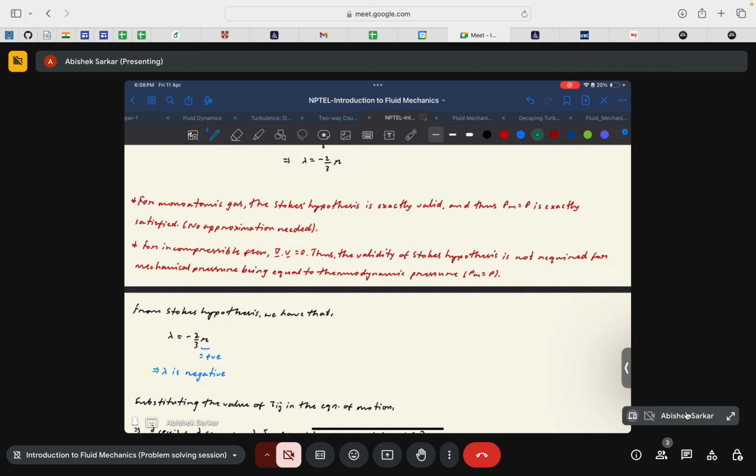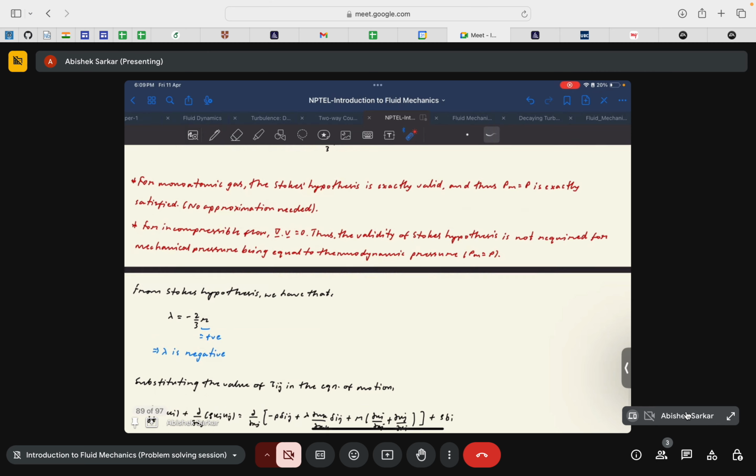So from the first assumption we got that if the Stokes hypothesis is valid, then lambda would be equal to minus 2 by 3 mu, and we know that mu is positive for all fluids. Then lambda, that is the second viscosity, is always negative. So this is one of the crucial conclusions from the Stokes hypothesis.